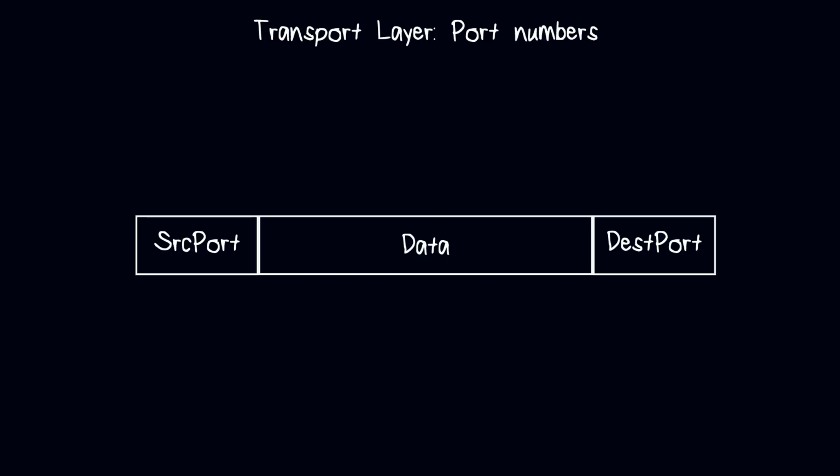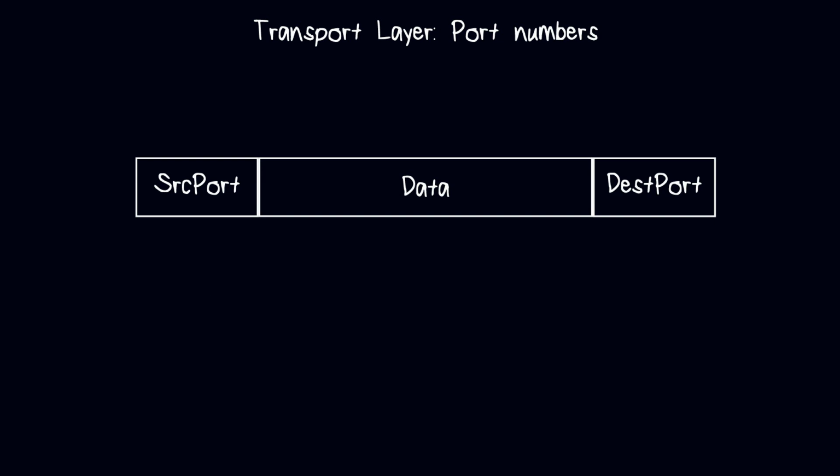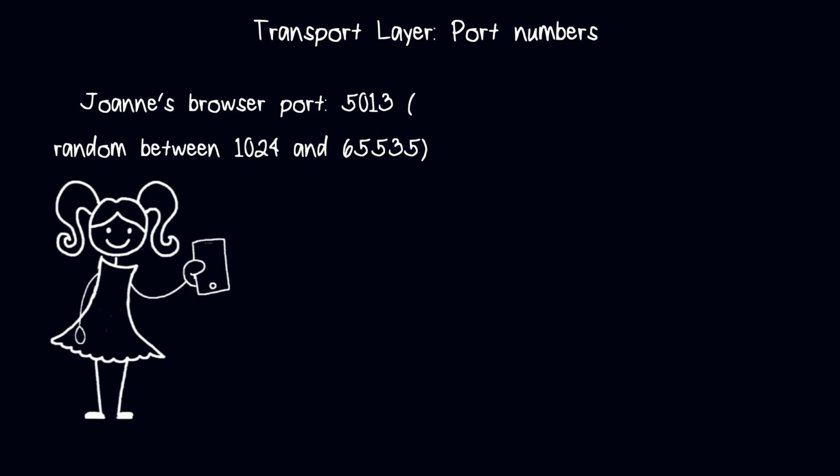The transport layer also assigns port numbers. Technically, they are not like this, in the beginning and in the end, but we will represent them this way for better understanding. The port numbers are located inside the transport layer header, whether it is a TCP header or a UDP header. The port number identifies the application that is sending or receiving the data.